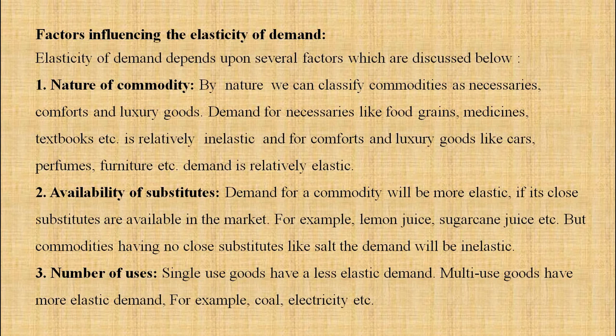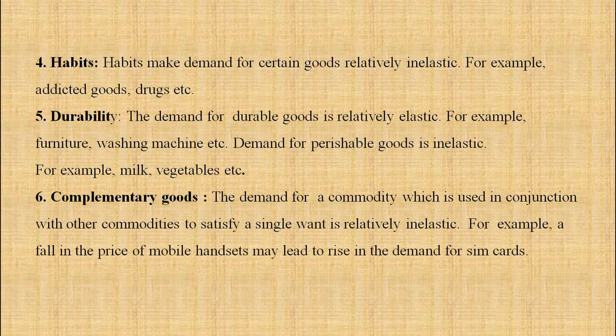So that means, for example, electricity, right? Electricity has various uses. We are using electricity at home for various purposes. When the price of electricity is going up, we reduce our consumption. Next, habits. Habits make demand for certain goods relatively inelastic. For example, addictive goods, drugs, etc.